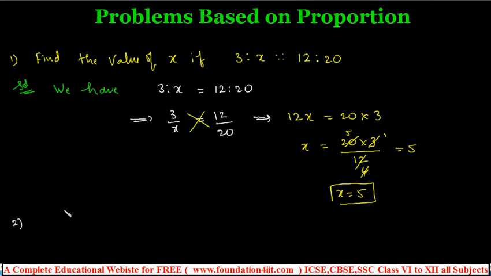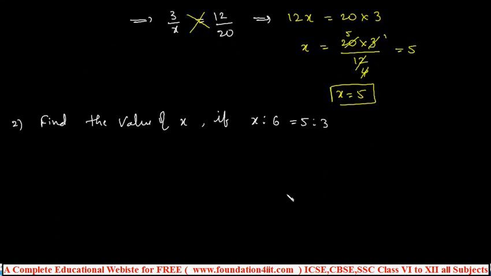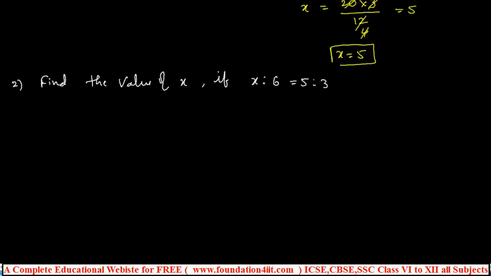Find the value of x. Let us show a similar type of problem once more. Find the value of x if x is to 6 is equal to 5 is to 3. According to the method, the solution is the same as previous: x divided by 6 is equal to 5 divided by 3.